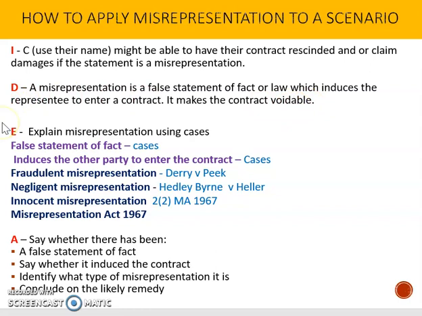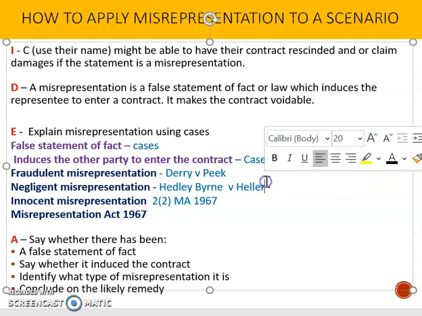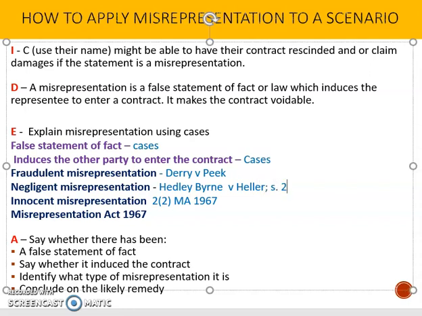We then explain all of the rules on misrepresentation using cases. So you're going to explain false statement of fact, inducement, and then the 3 different types. And make sure you explain the different types really clearly. Give a definition of each. You need to explain the rules in Hedley Byrne v Heller. I should also add in there section 2.1, the Misrepresentation Act. Okay, so make sure you explain all of that fully.